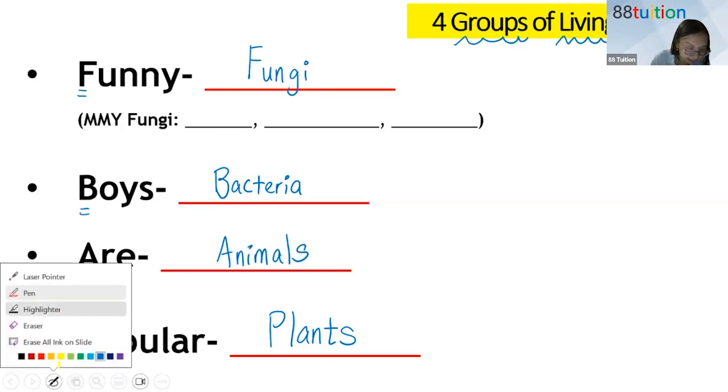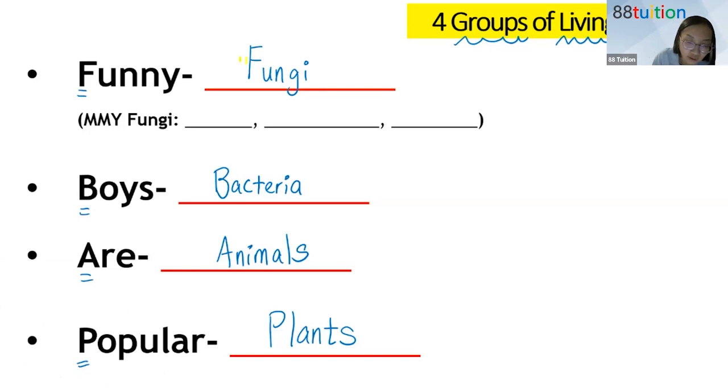So let me highlight the living things. All right, so fungi is a living thing. So fungi need air, food, and water. Bacteria is a living thing. Bacteria needs air, food, and water. Animal is a living thing. Animal needs air, food, and water. Plant is a living thing. Plant needs air, food, and water.